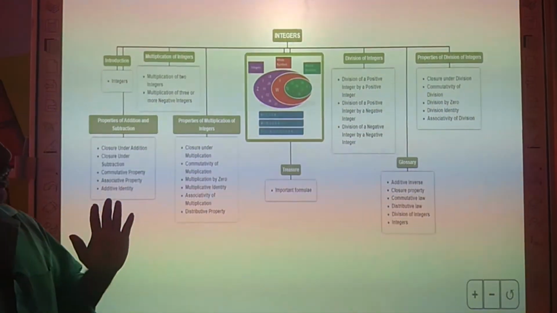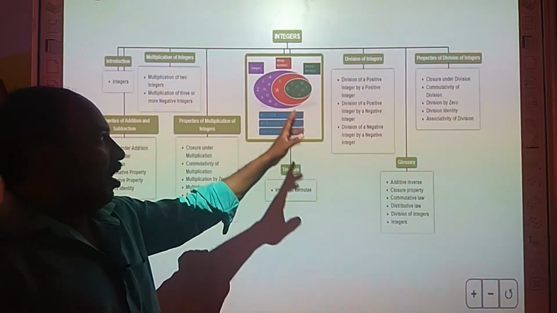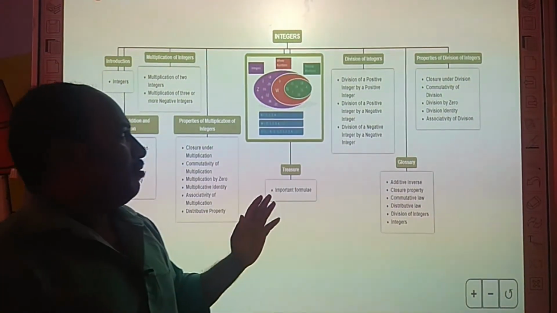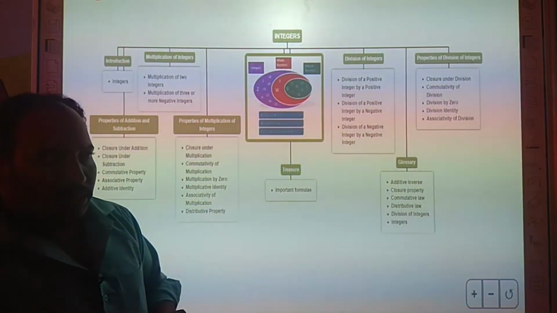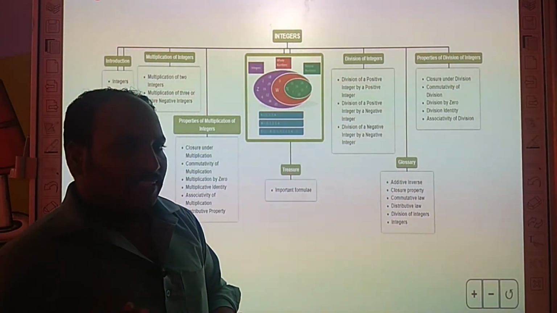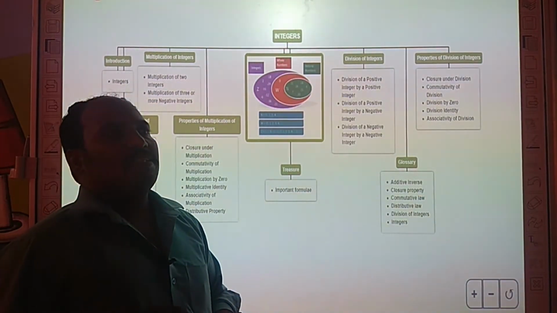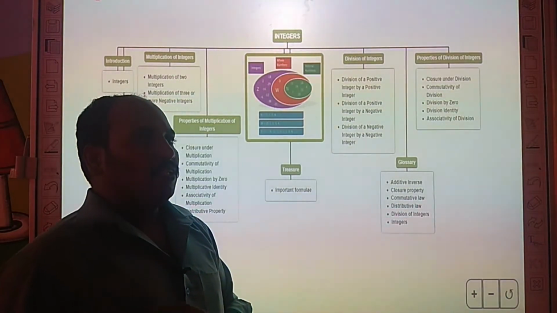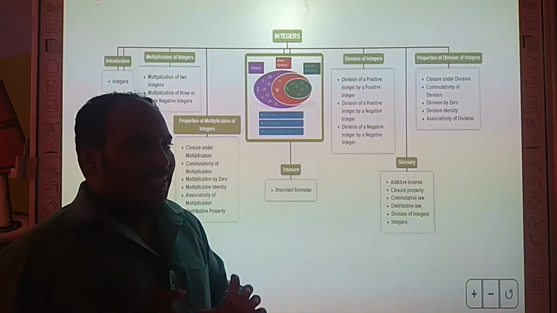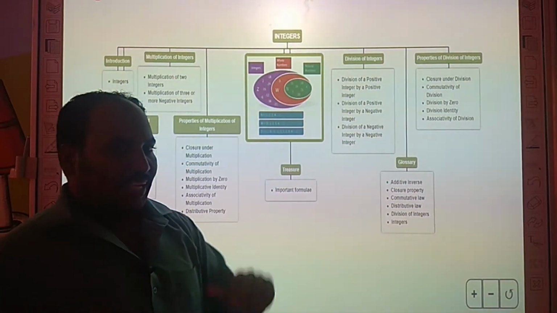So what are integers? Already we know natural numbers, whole numbers and then integers. Natural numbers mean the numbers starting with 1, 2, 3, etc. That is called the natural numbers. Whole numbers mean the numbers starting with 0, 1, 2, 3, etc. That is called the whole numbers. Then integers mean whole numbers with negative numbers.